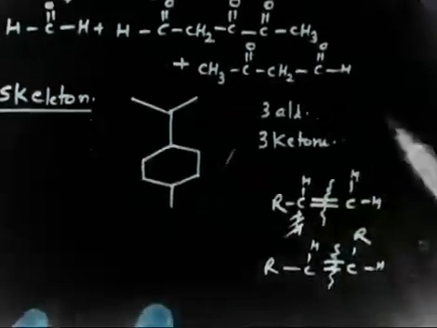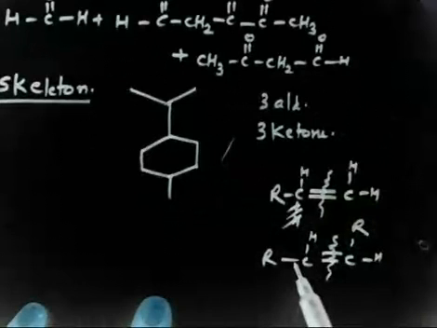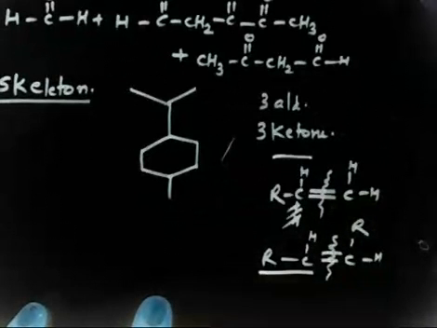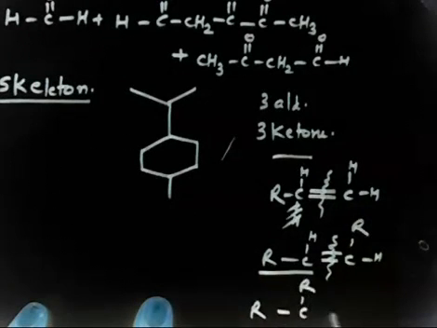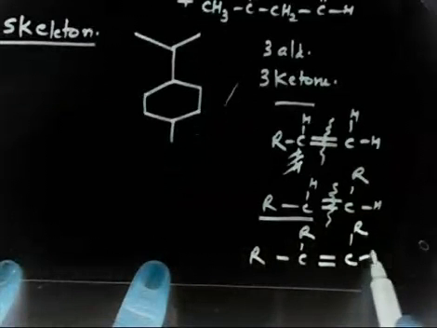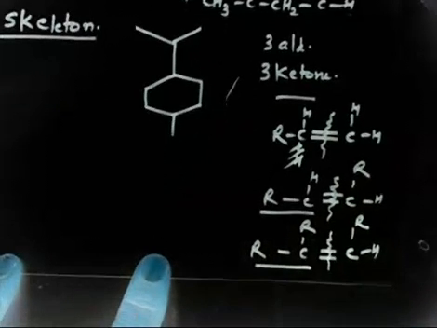You can get ketone only if you have a tertiary carbon. If you see this one, this side will also get aldehyde, this side also will get aldehyde. So from this side also we will get aldehyde. But if we have R-C double bond C, let us say R-H, this side will get ketone.